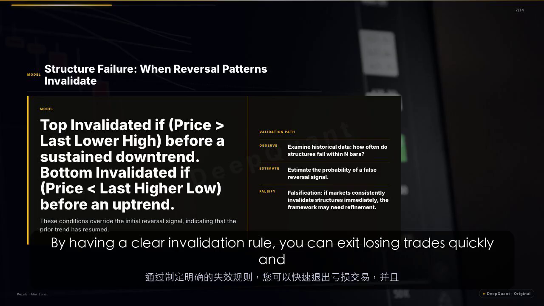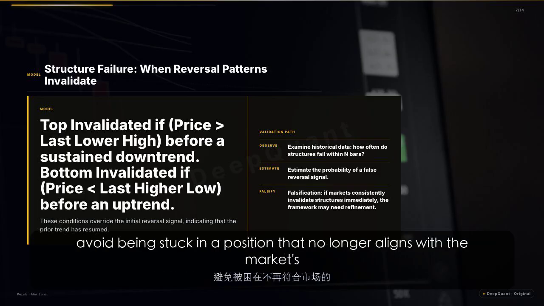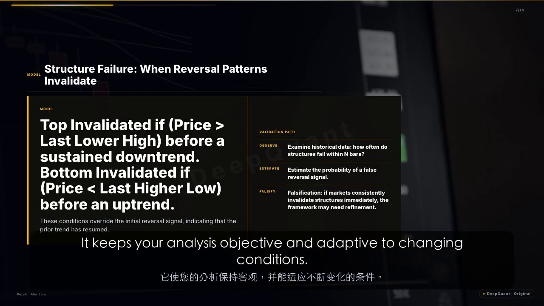By having a clear invalidation rule, you can exit losing trades quickly and avoid being stuck in a position that no longer aligns with the market's direction. It keeps your analysis objective and adaptive to changing conditions.